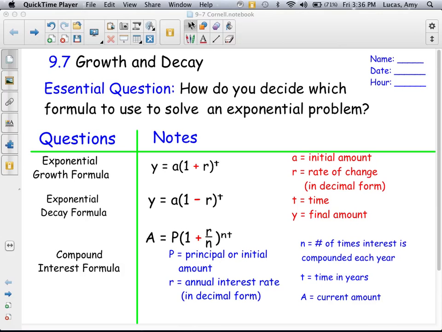So if it was monthly, N would be 12. If it was quarterly, N would be 4. If it was semi-annually, N would be 2, for example. So the value for N changes. You just have to be careful when you're reading the problem to figure it out. And then the exponent outside of parentheses is now N times T, where T is the time in years.